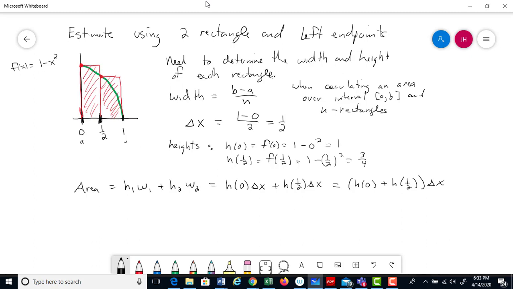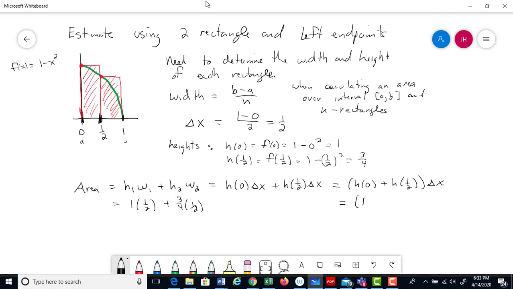Now it's up to you. You're welcome to just use this formula and plug those numbers in, because what you know is going to happen here is h1 is 1 and the width is a half, plus h2 was 3/4 times the width, which is a half. So there's nothing wrong with using that formula, but this is slightly more sophisticated. But what I'm trying to eventually show you is what happens here.